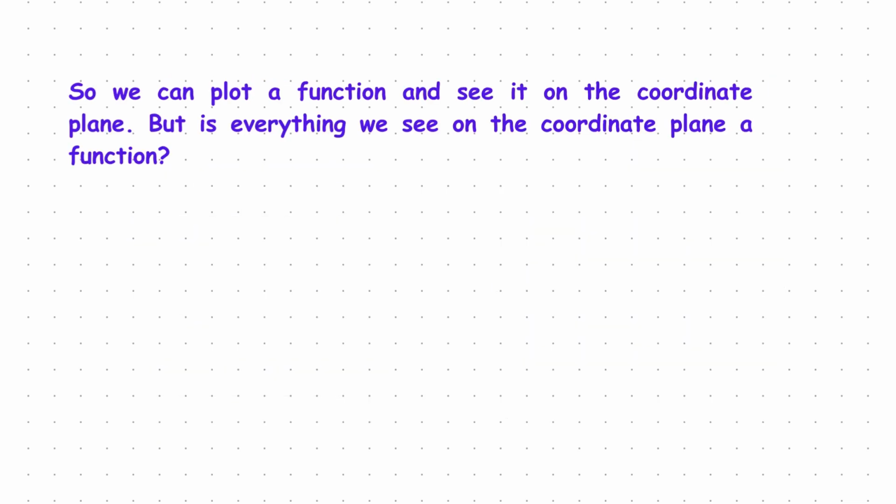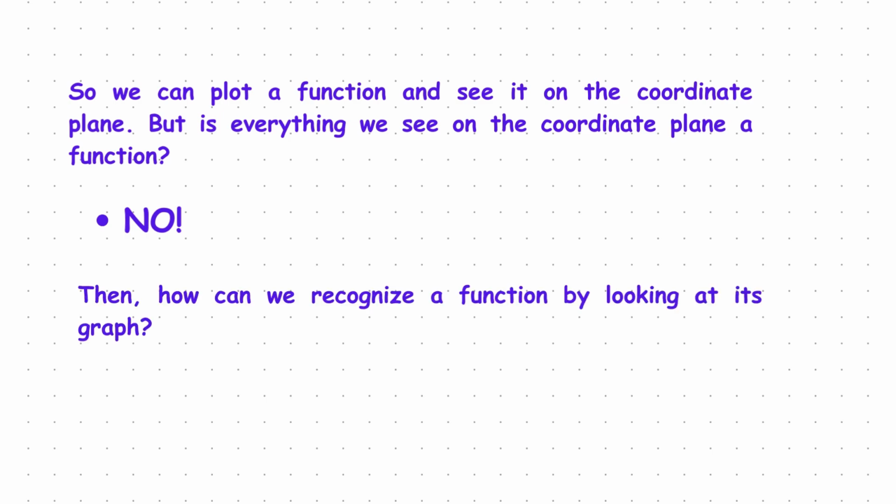So we said that we can plot a function and see it on the coordinate plane. But is everything we see on the coordinate plane a function? No. But then how can we recognize a function by just looking at it on the coordinate plane? The response is using the vertical line test. Now, let's see what a vertical line test is.